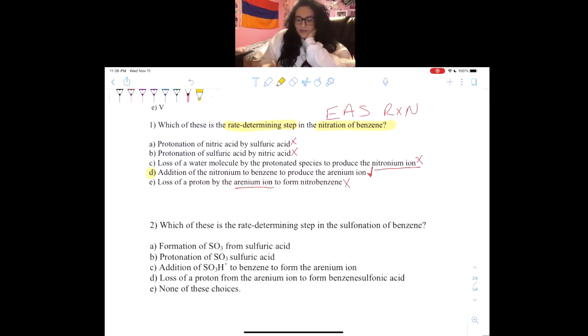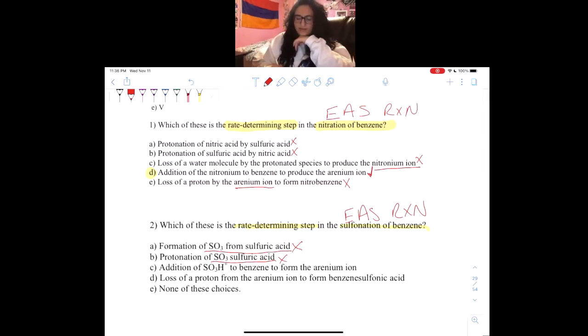The second question, again, is looking for the rate determining step, this time in the sulfonation of benzene. Same exact question, just now we're looking at sulfonation. This is still an EAS reaction, so we're going to use the same idea as before. We know that the formation of SO3 and the protonation of SO3 don't make any sense. We're looking for the arenium ion, or the loss of aromaticity.